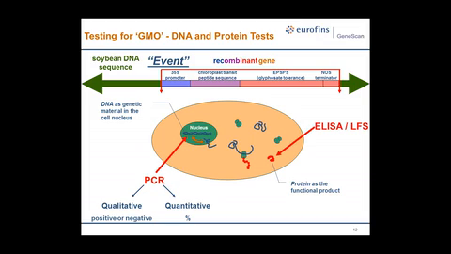The genes that are in those nuclei code for proteins, and so as the plant grows and transcribes the genes into the protein, you can also use the ELISA test or the LFS test to detect those gene products. So two technologies looking at different lights, but to the same end.